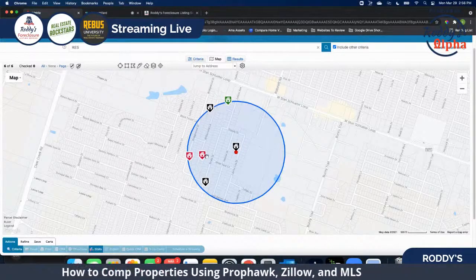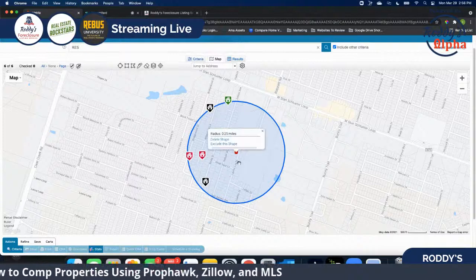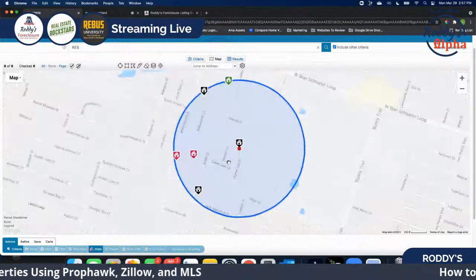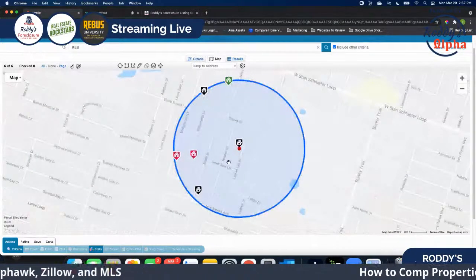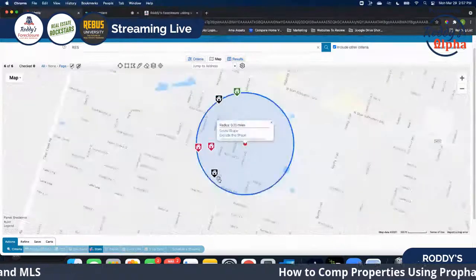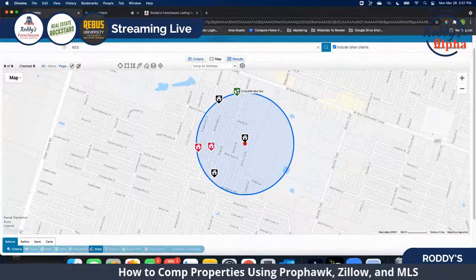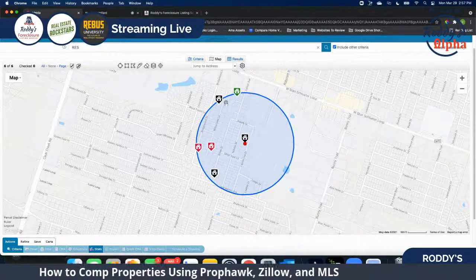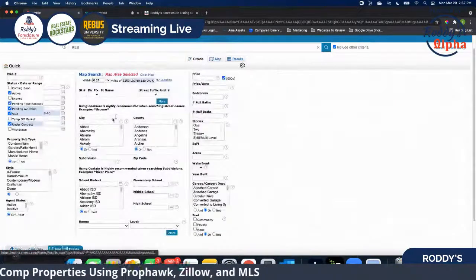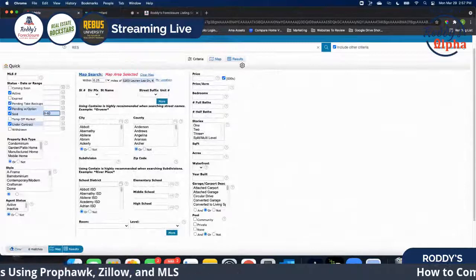Yeah, so we've only got 2 sales, and we've got 3 that are currently under contract right now. We can just tell by the colors: the reds are going to be solds, and the green is going to be active properties right now. So we might push it to 90 days to see if we get a couple more.